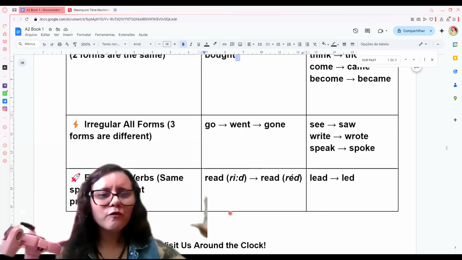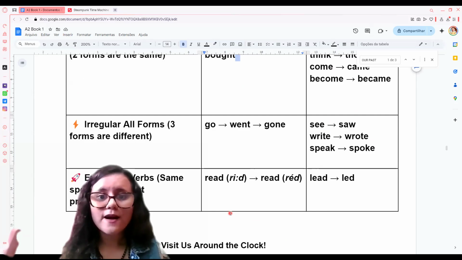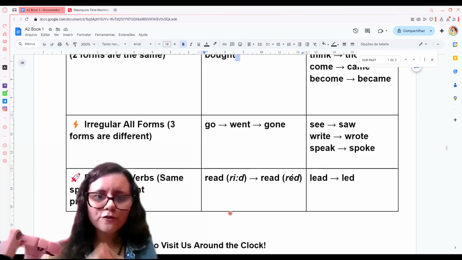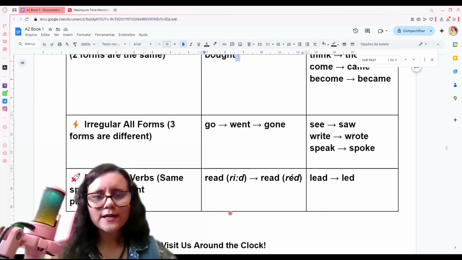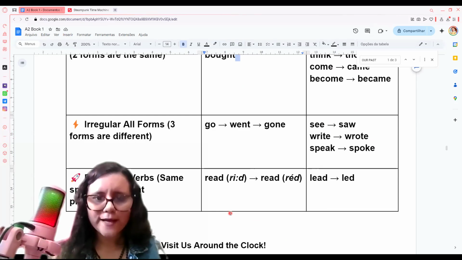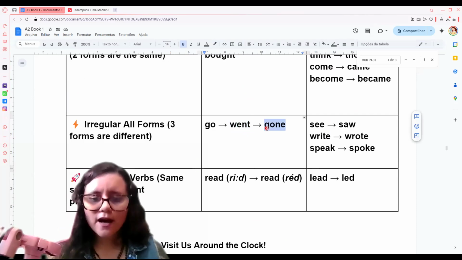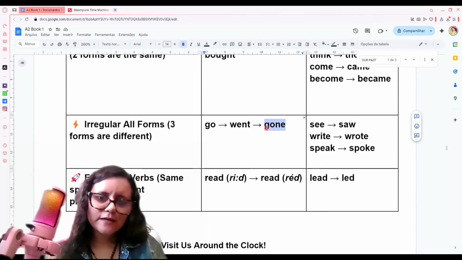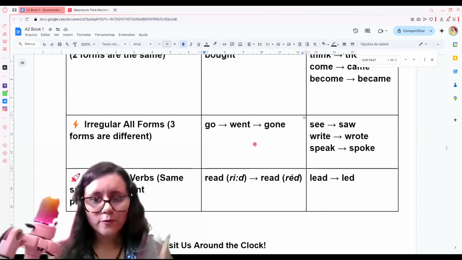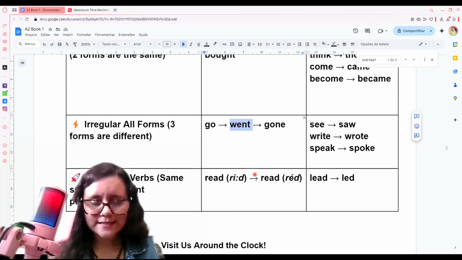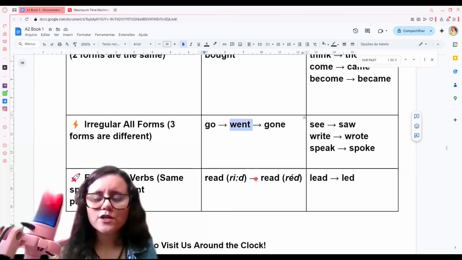Irregular. All forms, the three forms are different. So here we are going to worry only about the second form, went. The past of go is went, and the past participle is gone. Gone we will use in perfect tenses. Right now, it's went.